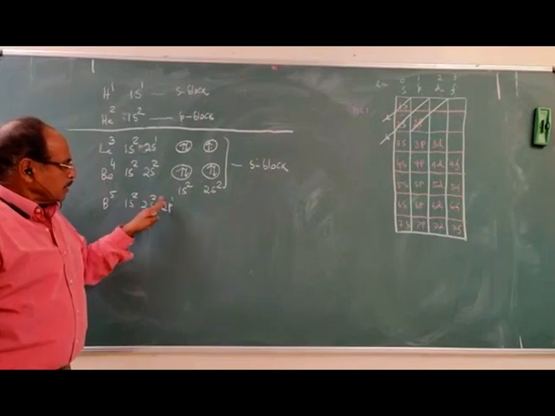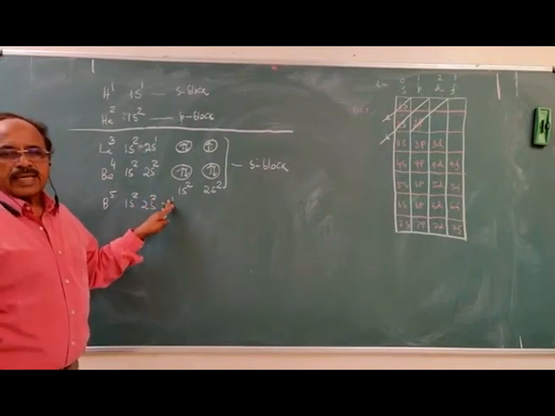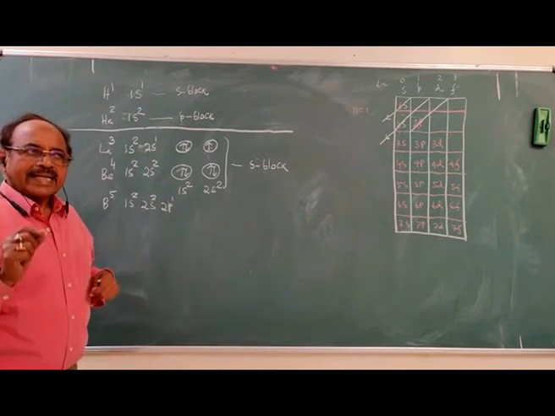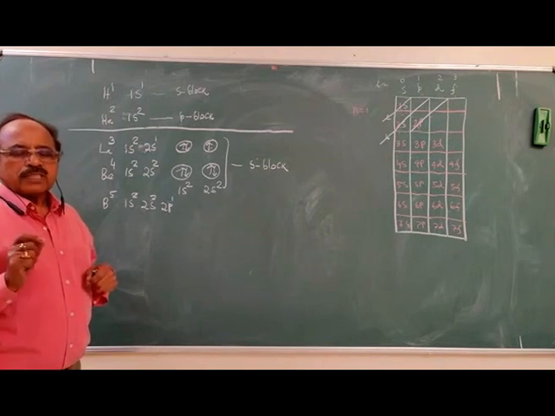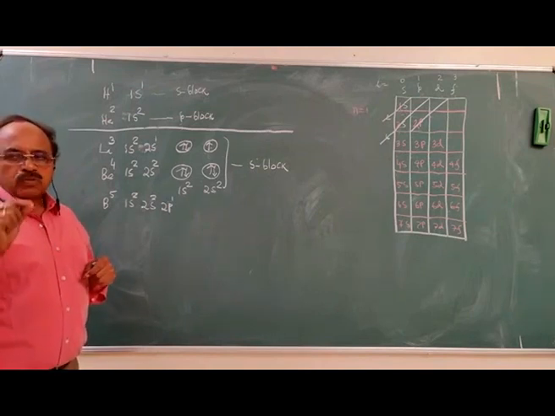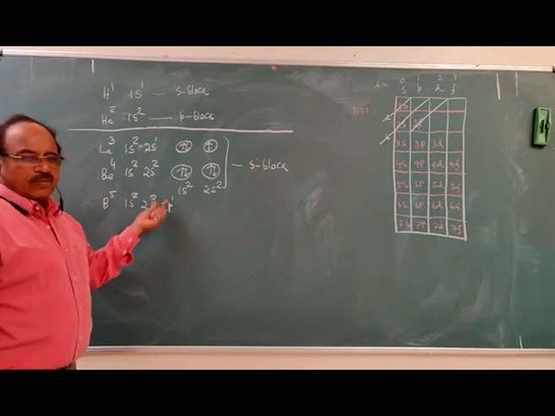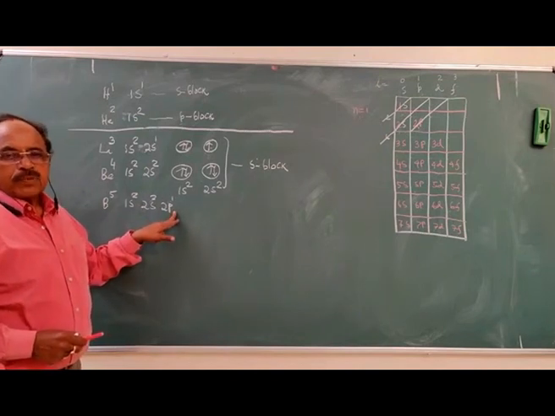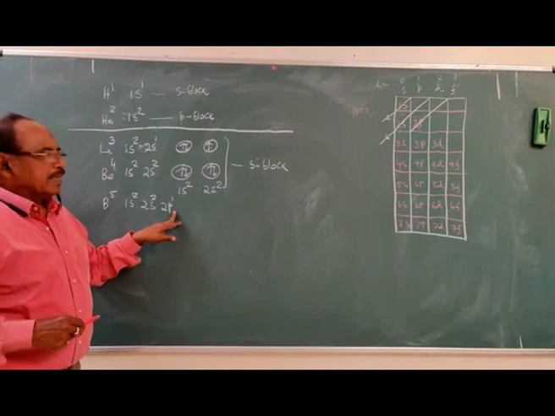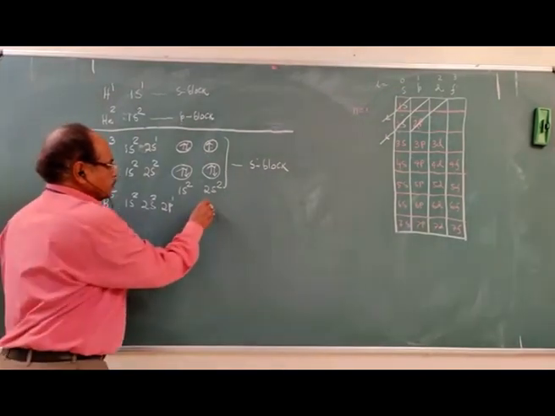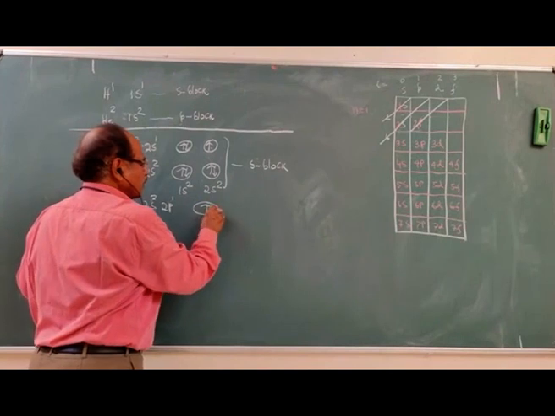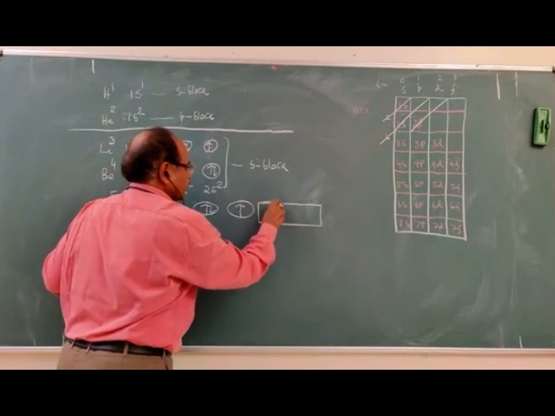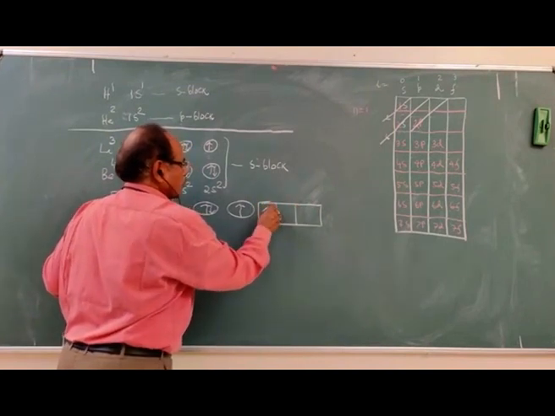And how many electrons are in the outermost shell? 2 plus 1, 3 electrons. As I told you, the group number indicates the number of electrons present in the outermost shell of the element. Since the number of electrons here is 3, it is placed in the 3A subgroup of the periodic table in the p block. So this is 1s2, 2s2, 2p1. The p orbital has px, py, pz, so we have 2px1.